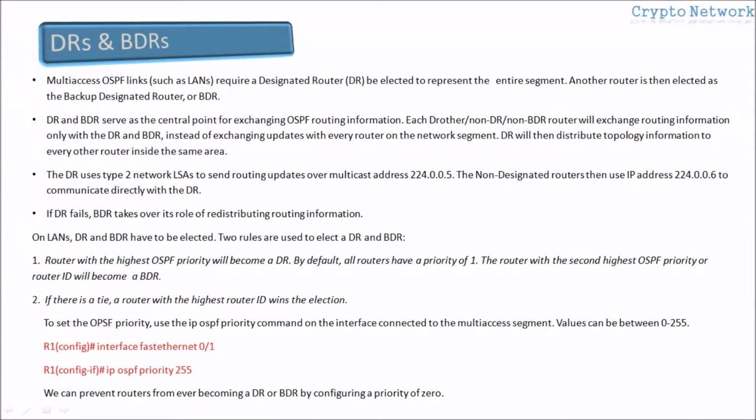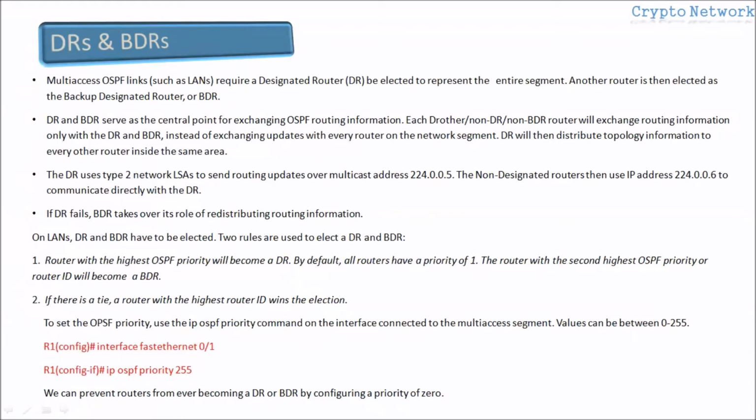Here the DR will then distribute topology information to every other router inside the same area, and that greatly reduces OSPF traffic. To send routing information to a DR or BDR, the multicast address is 224.0.0.6, and the DR sends routing updates to the multicast address of 224.0.0.5. If the DR fails, the backup designated router takes over its role of redistributing routing information.